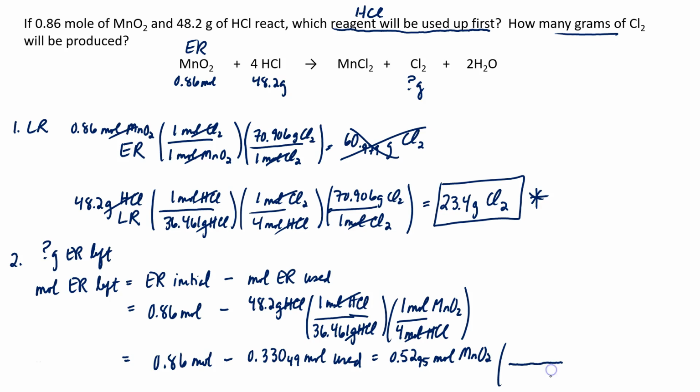And maybe I'll convert that into grams. For every 1 mole of manganese(IV) oxide, I have, if I can calculate the molar mass, 86.937. So that would be 46 grams of that manganese(IV) oxide left.